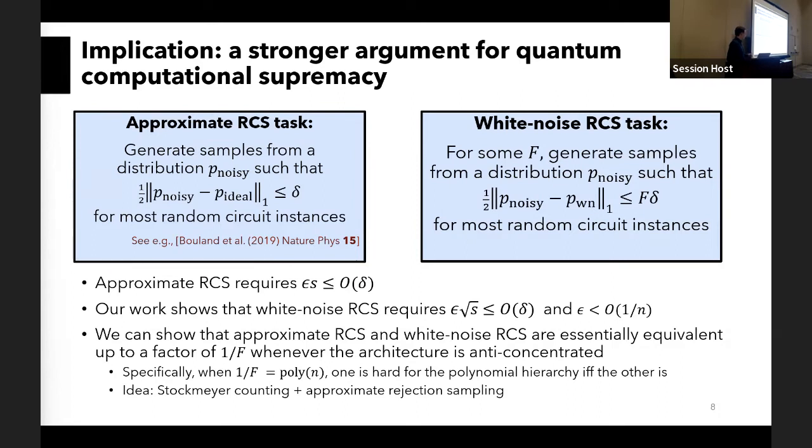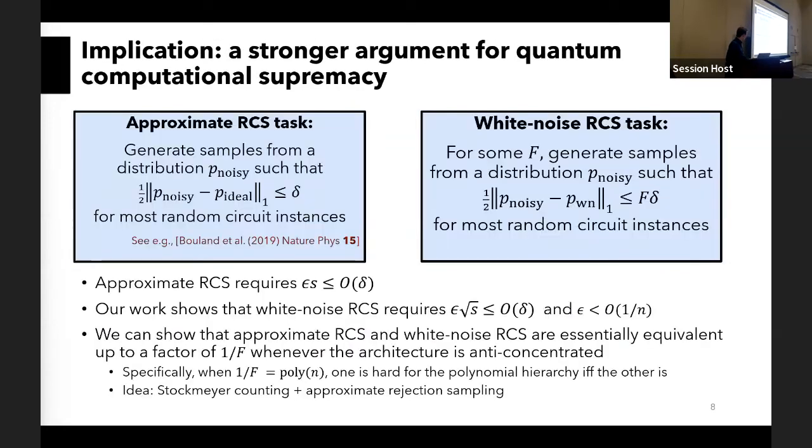Now, if f is exponentially small, you can't say something concrete about the polynomial hierarchy, but you can still assert that white noise RCS is at most a factor of f easier for the classical computer than the approximate RCS task. So this immediately means that we can import all of the evidence that we had that approximate RCS was a hard task over to white noise RCS. Now, you might question some of that evidence because there are still conjectures as to whether approximate RCS is hard, but at least this puts white noise RCS on almost as good footing as approximate RCS for this purpose.